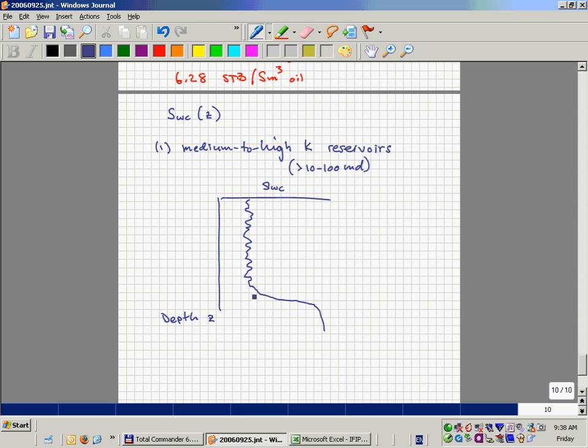And this zone here, which is called the transition zone, from 100% to irreducible water saturation, is small relative to the total thickness. It's not zero, but what we'll say is that it is much less than the total thickness of the reservoir unit.